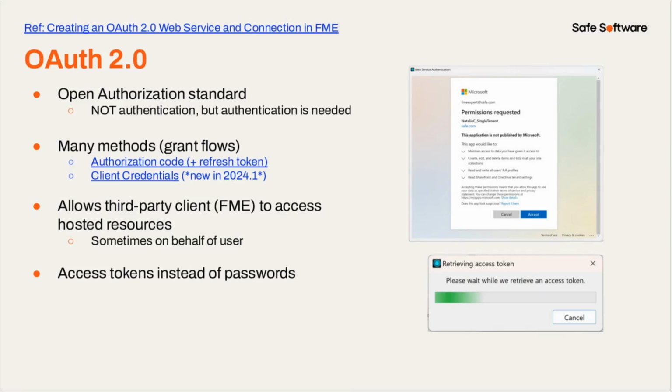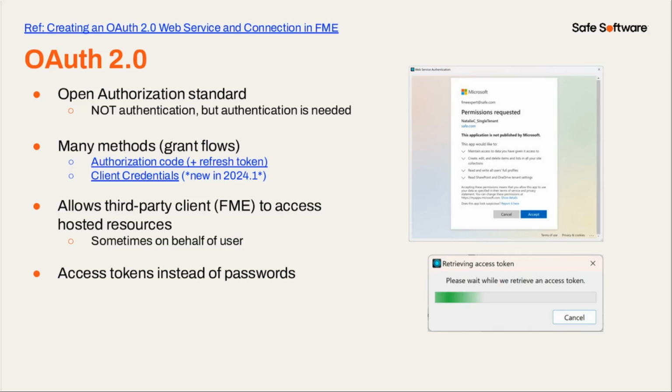There are quite a few different flavors of OAuth 2.0, and these are called grant flows. But the two that apply to FME's SharePoint web services are the authorization code grant flow with a refresh token and the client credentials grant flow. I've linked more information about these two grant flows in the slide. Just note that client credentials is only supported for FME Form 2024.1. It's a new feature.